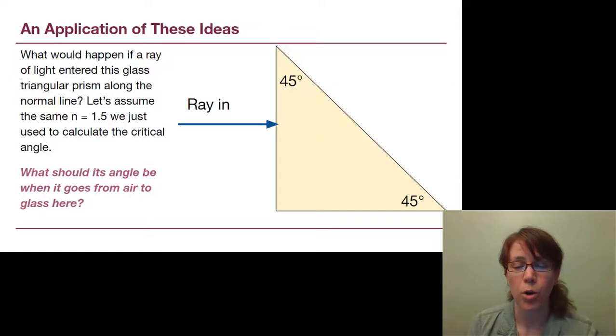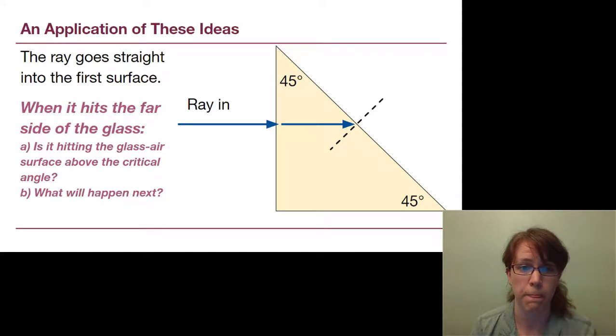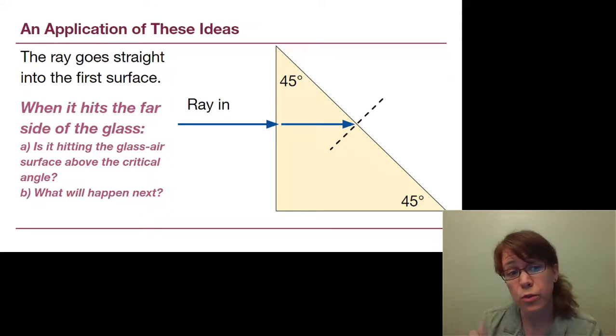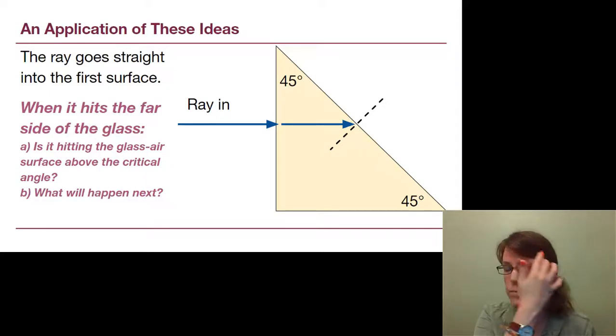Okay. Hopefully we haven't lost our understanding of windows, right? If we look straight through from air to glass, there will be no bending of any kind because the sine of 0 is 0 degrees and we don't bend away from that normal. However, when it hits the far side of the glass, in the previous slide, hopefully you did that calculation just to check that you're following along, but I said two slides ago that for glass, the critical angle is going to be less than 45 degrees.